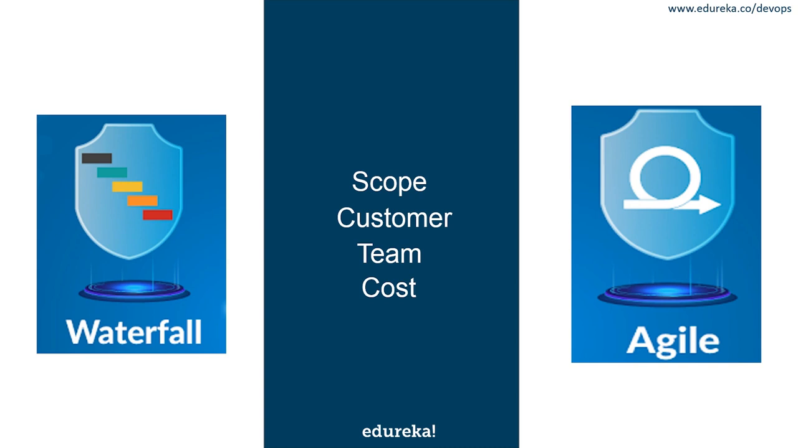The second parameter is the customer input. So customer involvement is beneficial for both the models since the more customer is involved at every stage, the lesser risk is involved in developing the application. So waterfall supports customer interaction at major milestone stages only, whereas agile encourages customer feedback at all points during product development. The third parameter is the team.